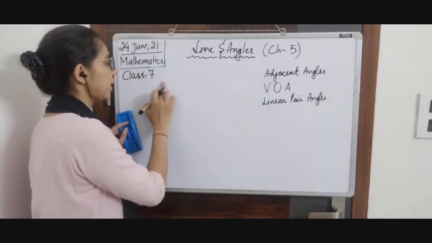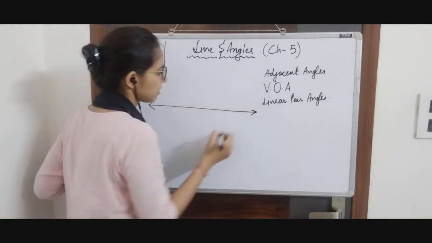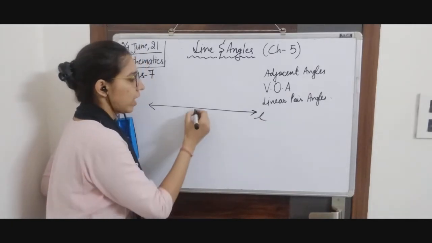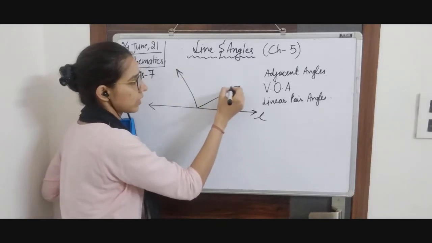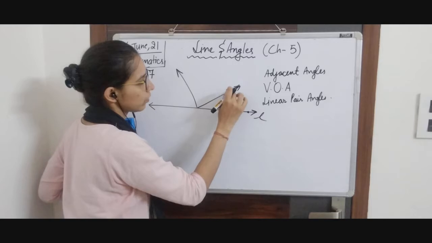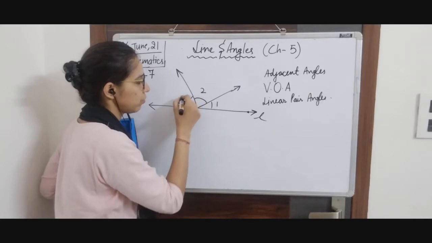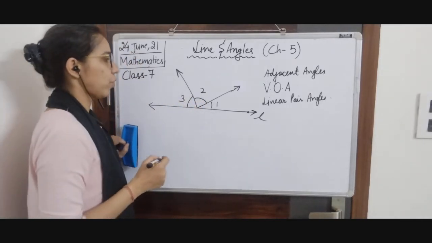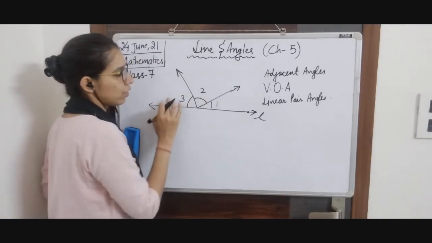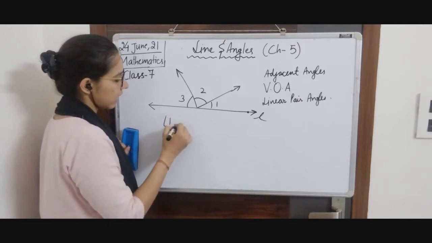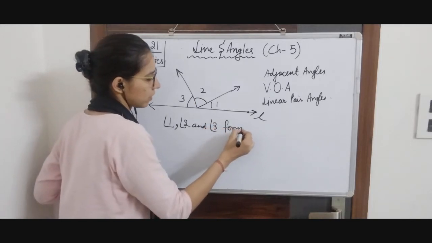Then third is linear pair angles. The angles lying on a line, linear pair angles. Suppose this is a line L. So the angles lying on it, suppose we have three angles lying on it. I'm not giving the names, I'm giving them numbers: angle 1, angle 2, angle 3, because numbers are more convenient to deal with. So in line L we have three angles, angle 1, 2 and 3. So I will say that angle 1, 2 and 3 form linear pair.